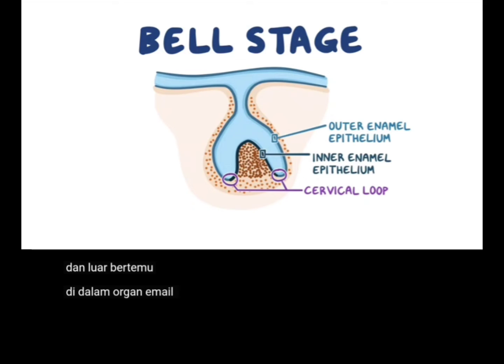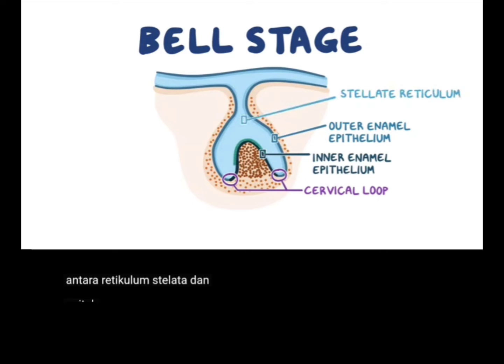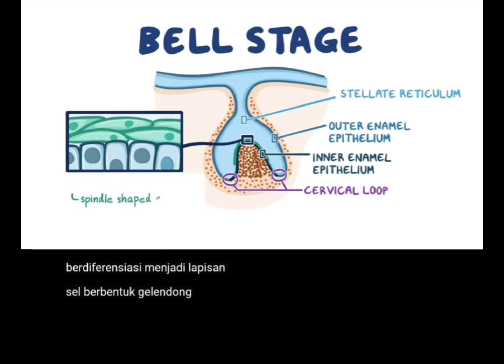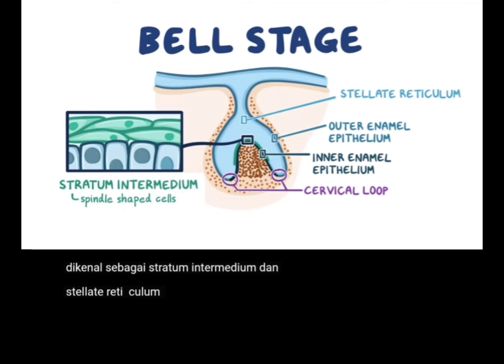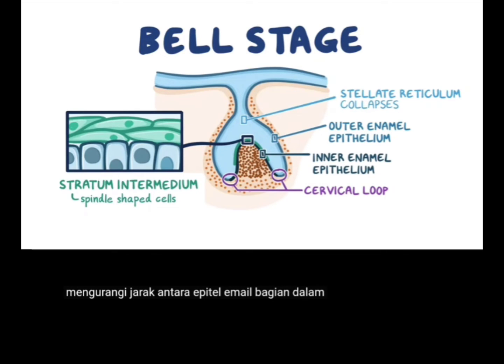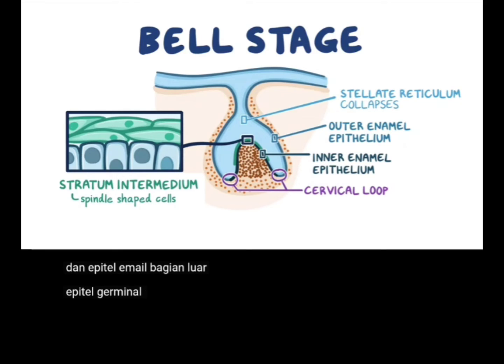Within the enamel organ, a few epithelial cells between the stellate reticulum and the inner enamel epithelium differentiate into a layer of spindle-shaped cells known as stratum intermedium, and the stellate reticulum starts to collapse, reducing the distance between the inner enamel epithelium and the outer enamel epithelium. The tooth germ epithelium then forms the bell-shaped structure that will become the crown of the tooth.